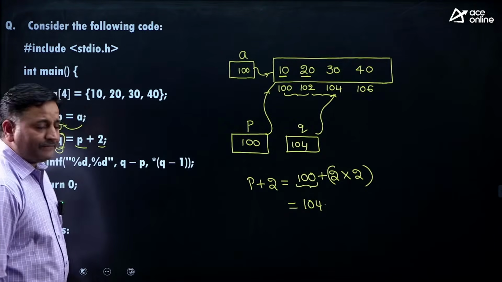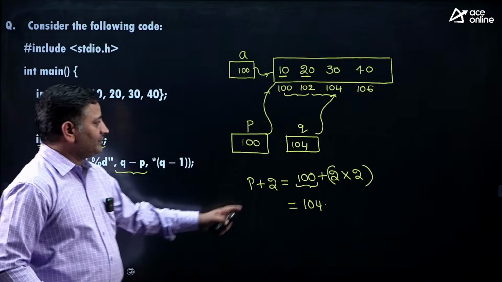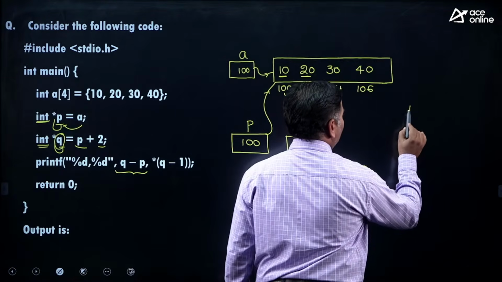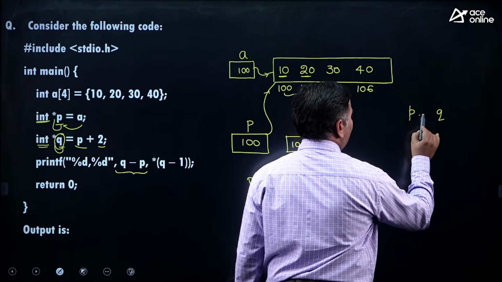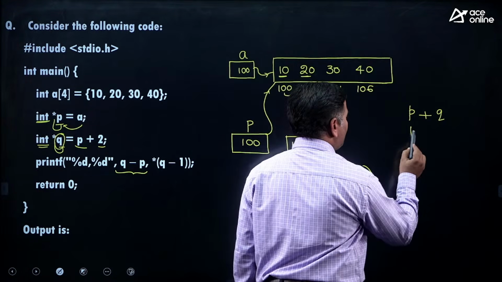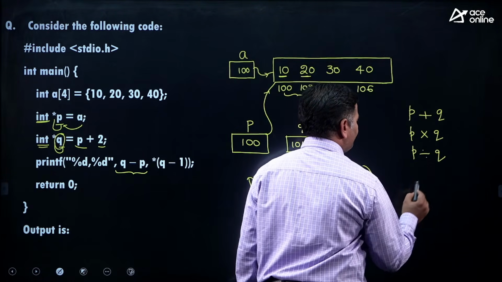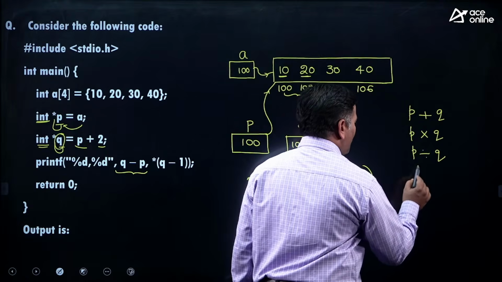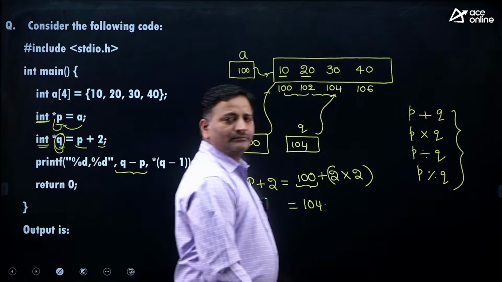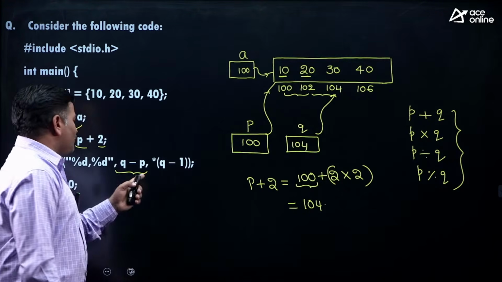Afterwards I'm asking the difference between two pointers. When you are talking about pointers, for example, p is a pointer and q is a pointer, then addition between two pointers, multiplication between two pointers, division between two pointers, and modular division between two pointers are invalid arithmetic operations. Only the subtraction operation between two pointers is allowed, friends.